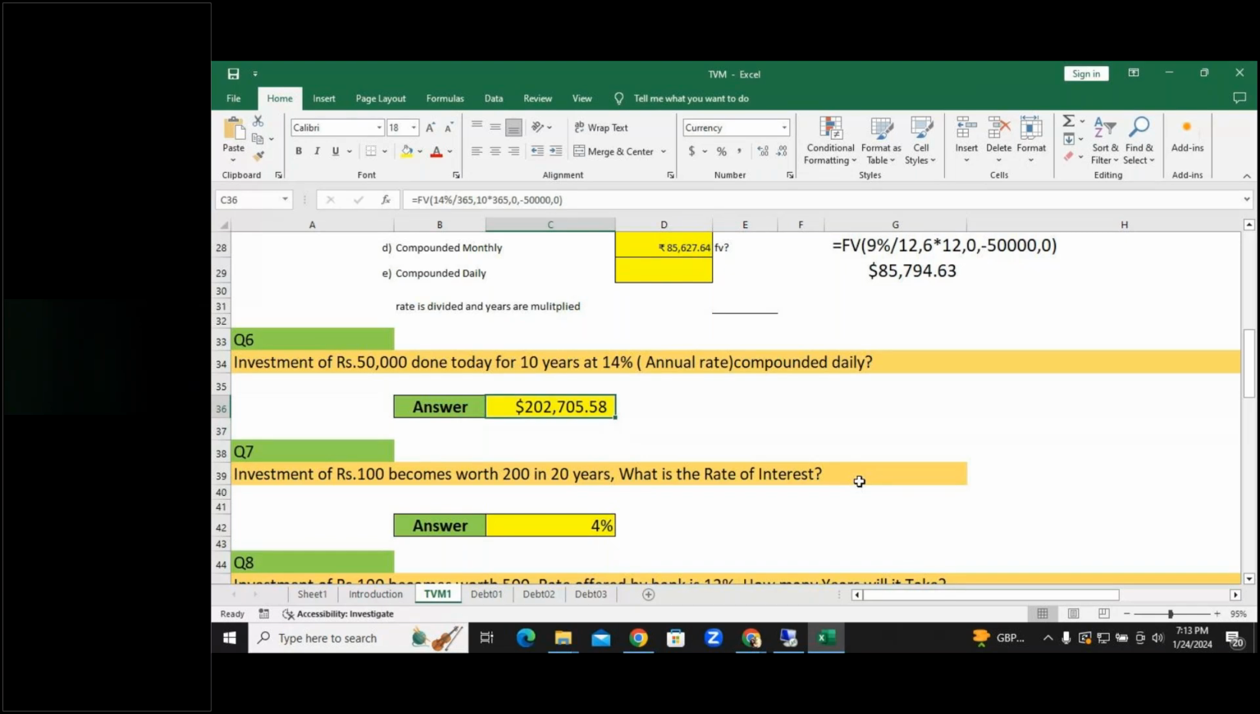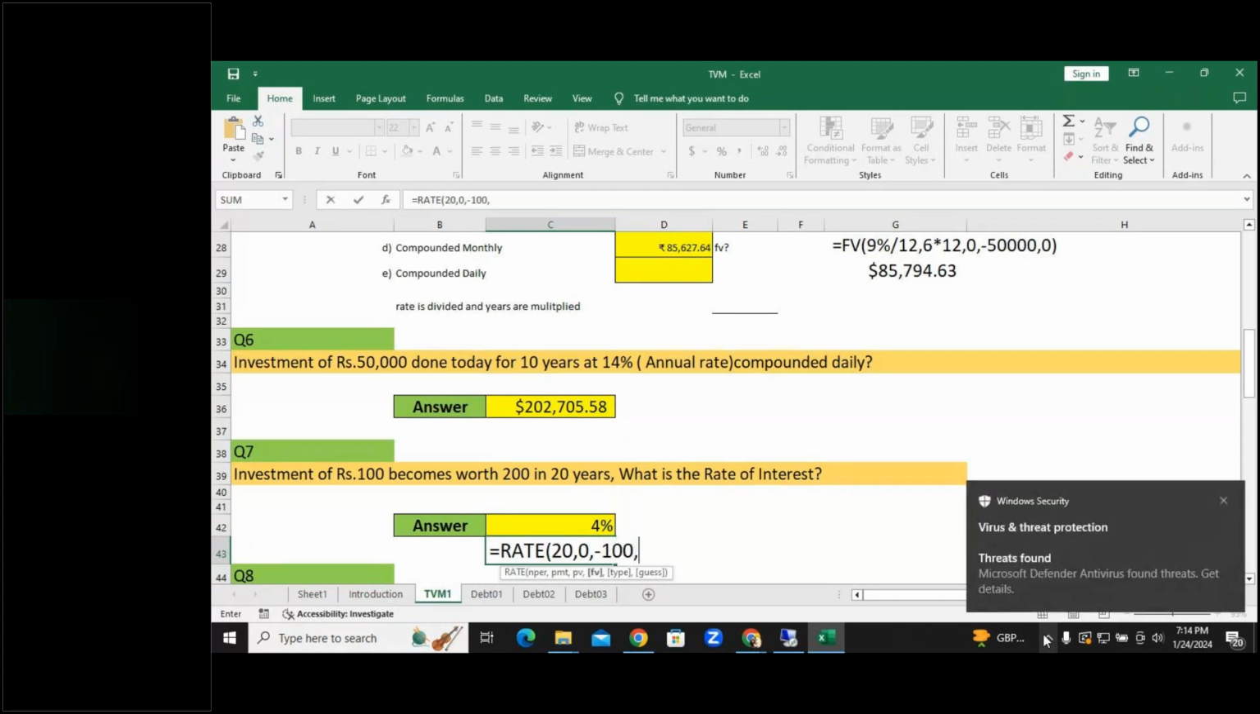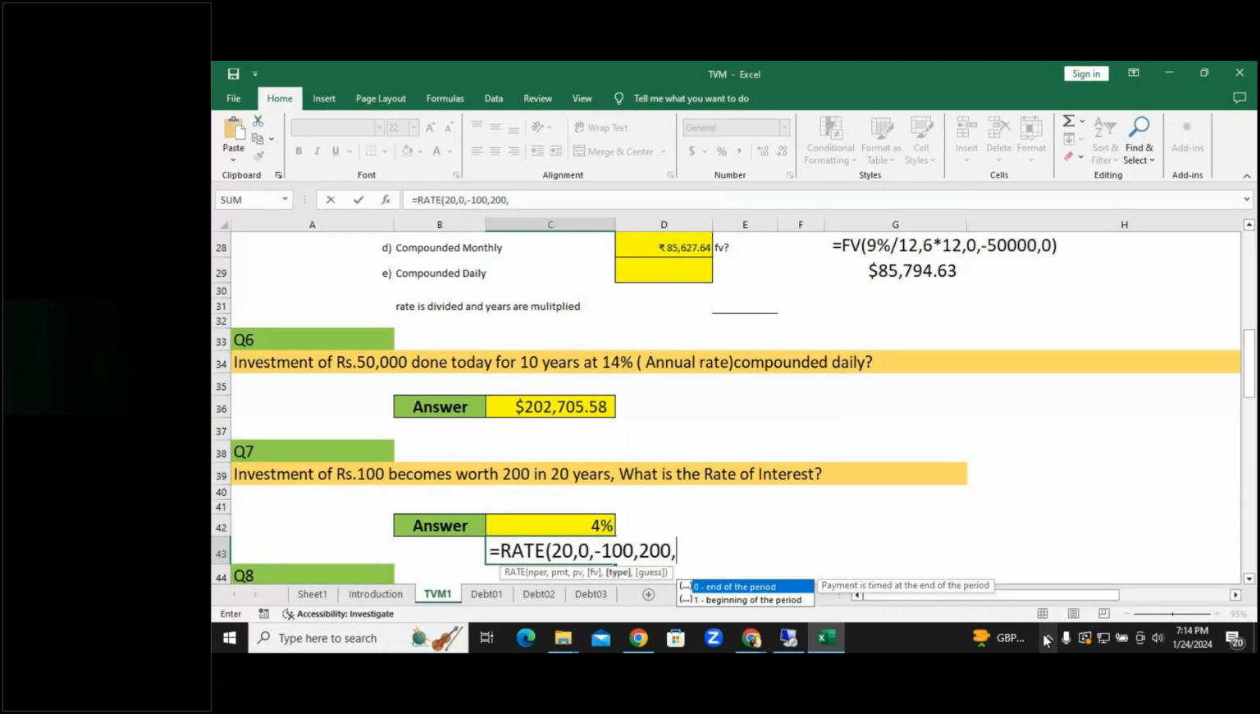Okay. So an investment of rupees 100 becomes worth 200 in 4 years. What is the rate of interest? I need to calculate the rate. So equals RATE, open the bracket, NPER is 4 years, comma PMT nothing, they have given 0. PV, today I am investing 100 rupees, minus 100, comma future value, in the future I am going to get 200. I wanted to check it for end of the period. So it is 19%.